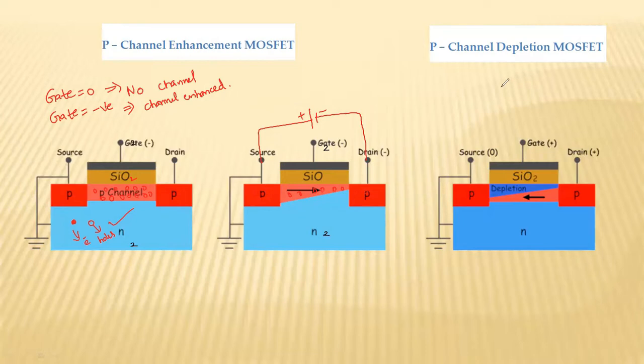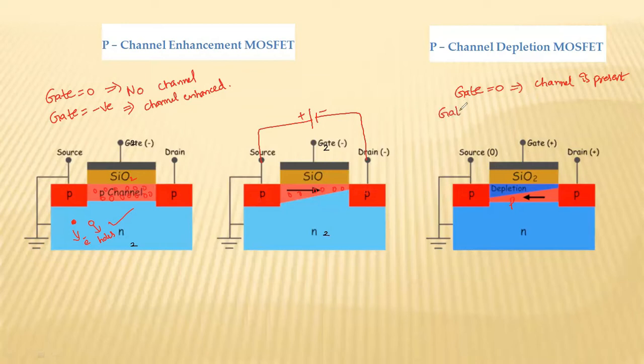Now let us see the P-channel depletion mode MOSFET. In the depletion mode MOSFET, the channel is induced or diffused during the manufacturing process. That is, already we have a p-type channel which is present. Even though gate voltage is zero, the channel is present. And by changing the voltage at the gate terminal, we can control the width of the channel.